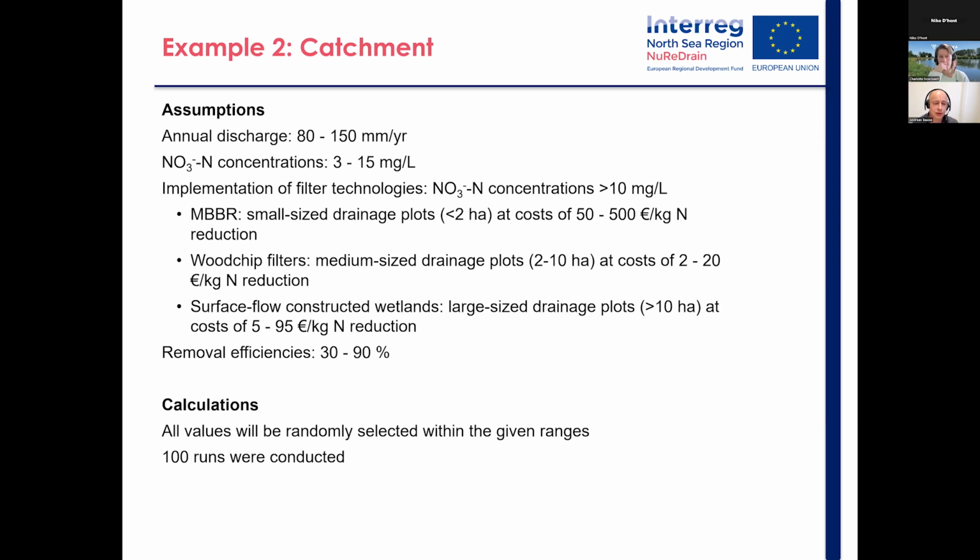The wood chip filters could be installed in medium-sized drainage plots between 2 and 10 hectares at costs of 2 to 20 euros per kilogram N reduction. And the surface flow constructed wetlands could be installed in large-sized drainage plots larger than 10 hectares at costs between 5 and 95 euros per kilogram N reduction. The removal efficiency of the filters is again between 30 and 90%. So with this information, I calculated several scenarios. In total, 100 runs were conducted, and all the mentioned values were randomly selected within the given ranges.